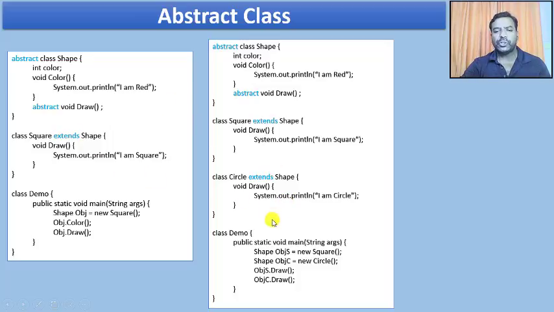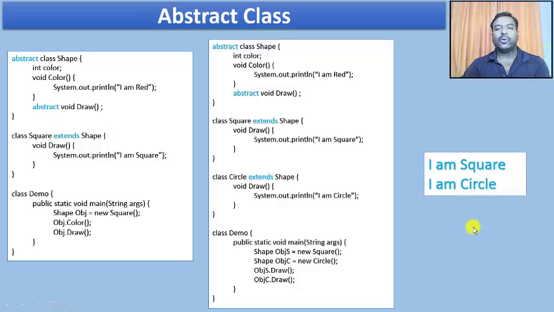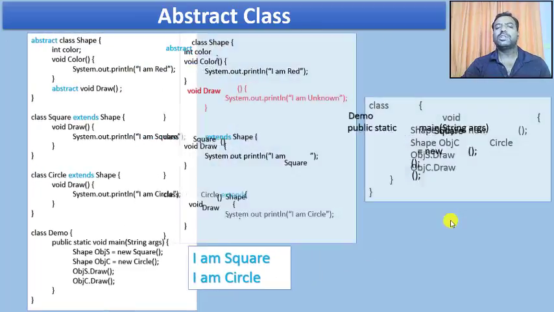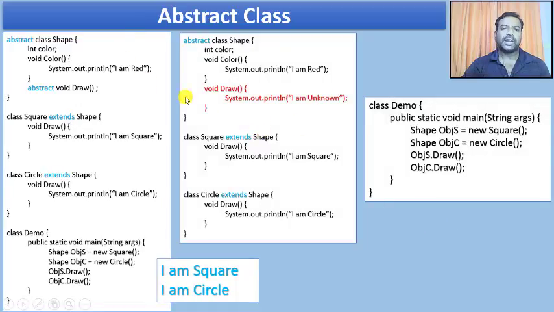So now if I execute this program, I am creating the object for new Square, I am creating the object of the new Circle, and I am creating the object reference of the superclass itself. Hence when I execute this, I should get the output as I am square and I am circle. Hence I am going to get this as the output. So now we'll go further and we'll see what is more advantage of using an abstract class.